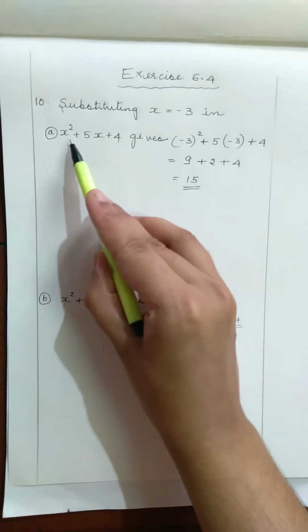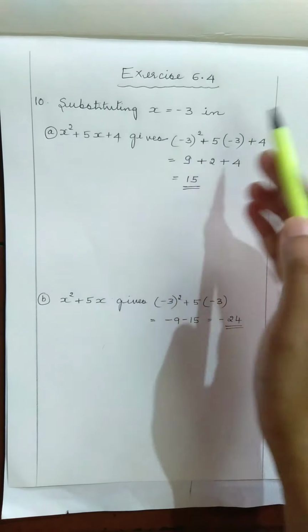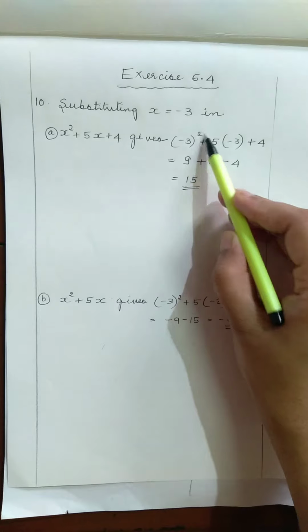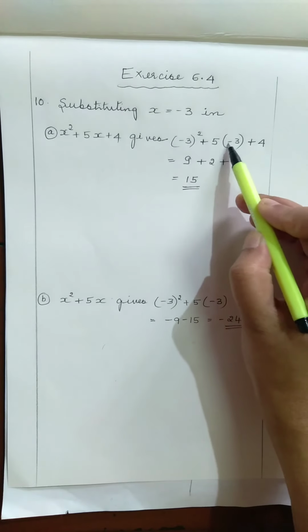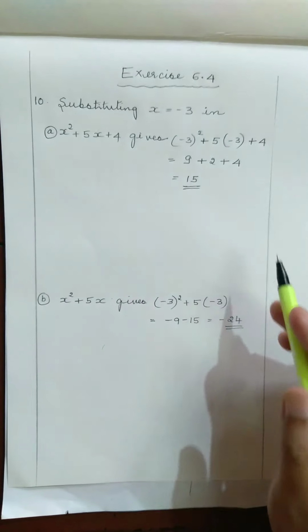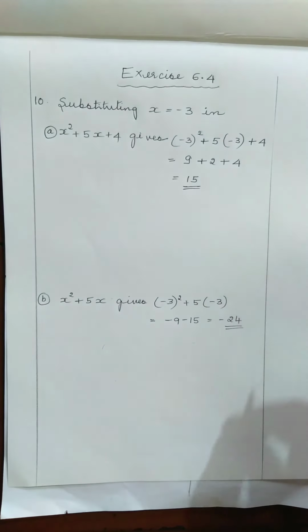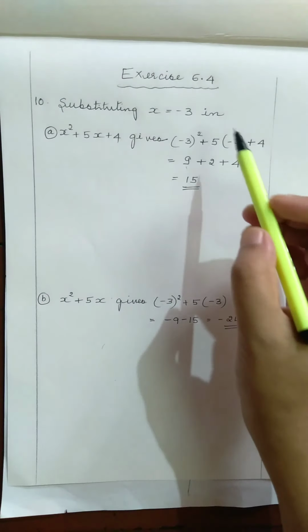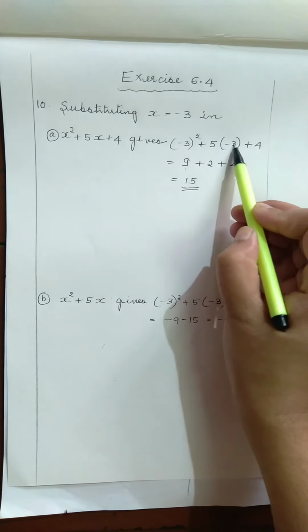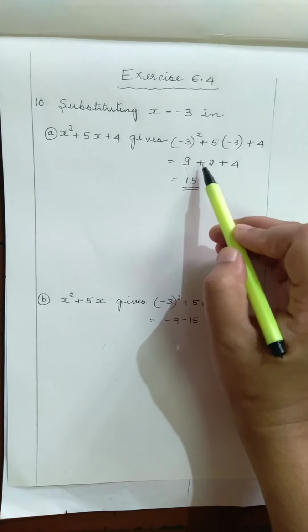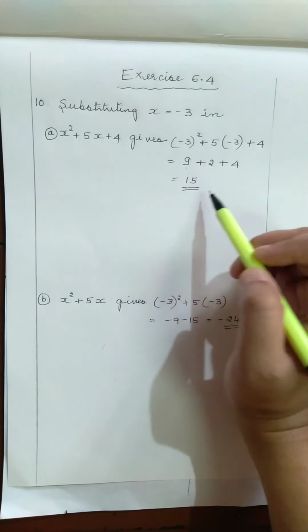So, for x we have substituted minus 3. So, minus 3 whole square plus 5 into minus 3 plus 4. So, minus 3 whole square means 3 into 3 will get 9. Minus into minus, it is plus. So, 9 is correct. Then, plus into minus, it should have minus, not positive sign.